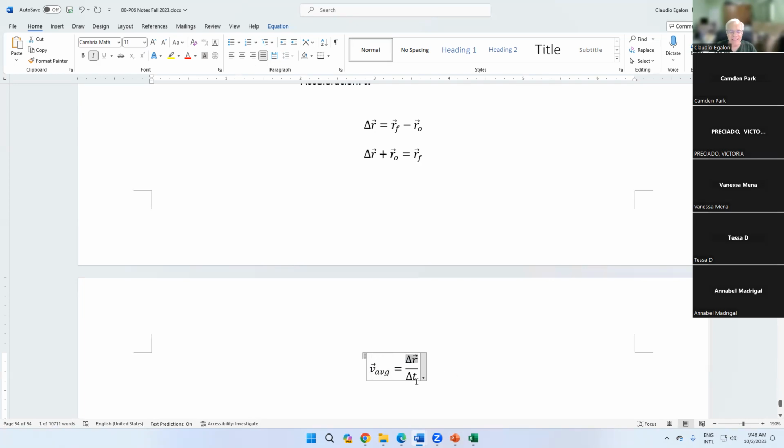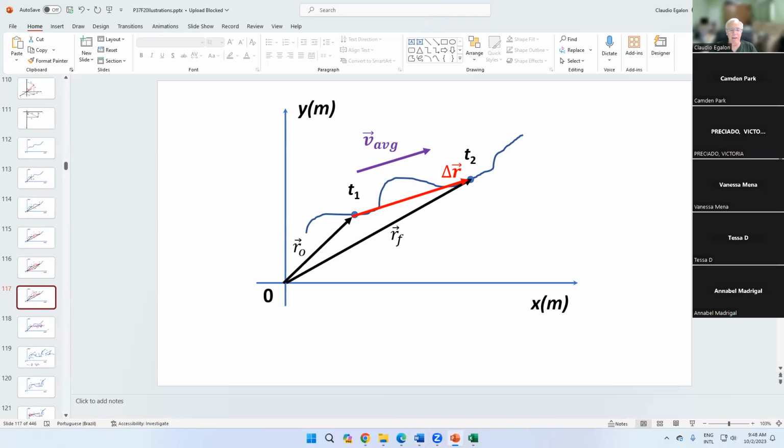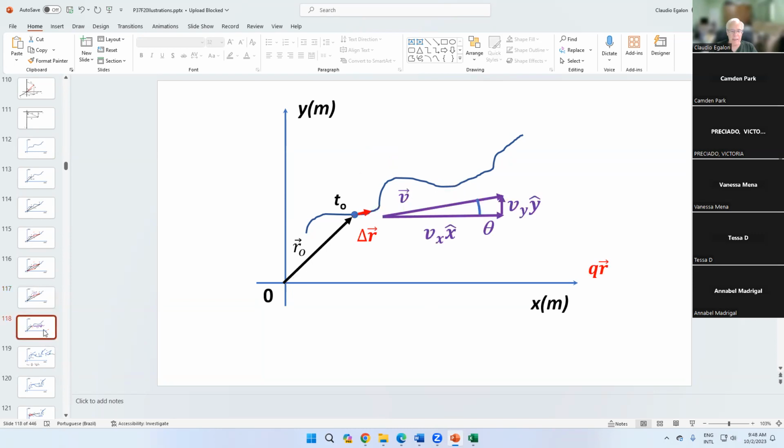Make sense? This thing here is a scalar. It's not a vector. Those are two different quantities. That's what I drew right in here. The average velocity vector is going to be parallel to the delta R vector.